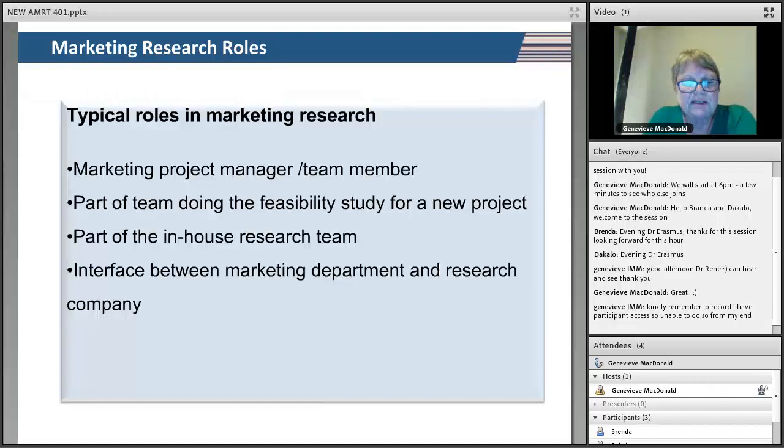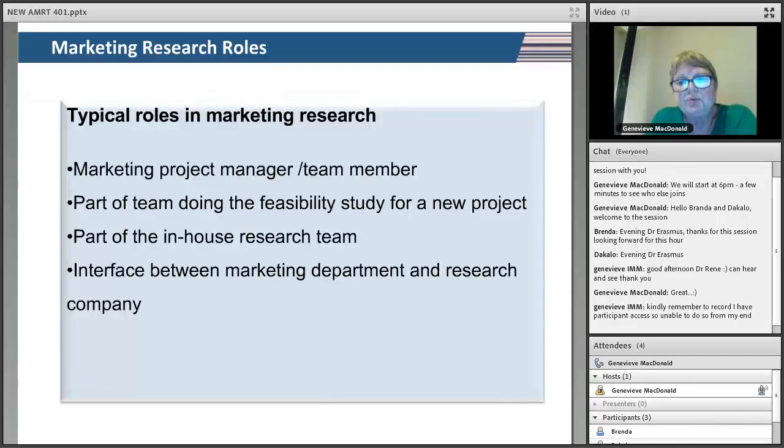So you are part of the in-house team, or you are looking at the interface between the marketing department and the outside research company that is doing the research. You will be communicating with the external company just to make sure that they stay on track and that they will give you the information that you want.